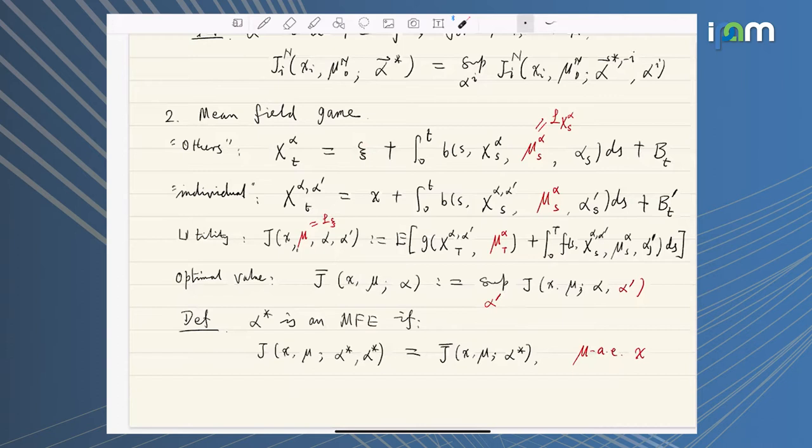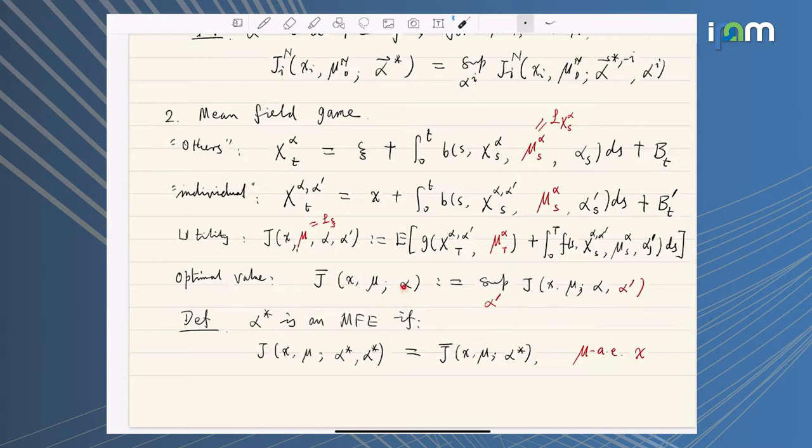So choose alpha prime to maximize the utility, and we call this the J bar. It depends on X, the individual initial state, the group's initial state, and the group's common control.